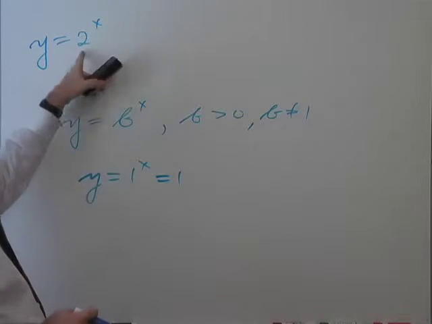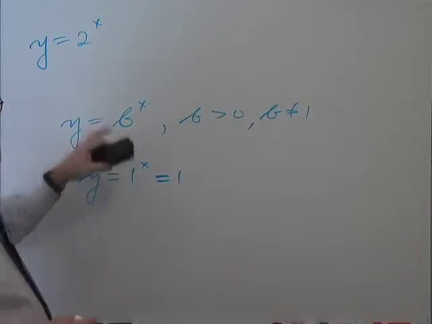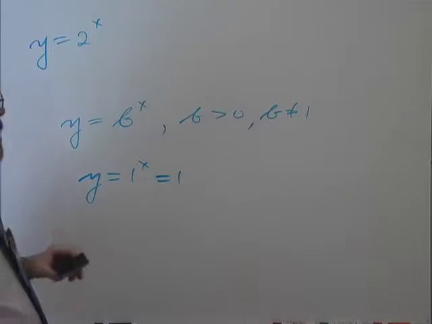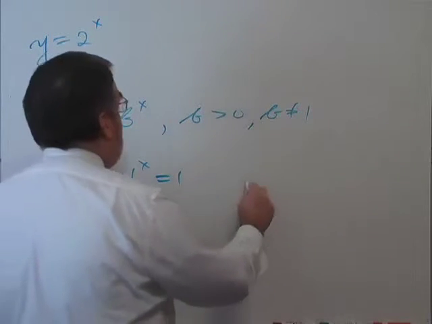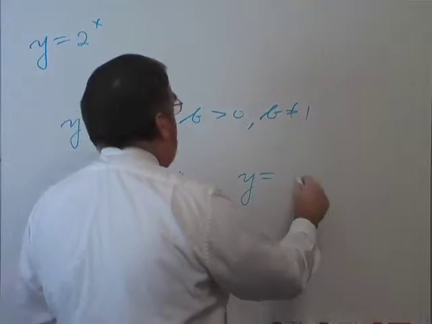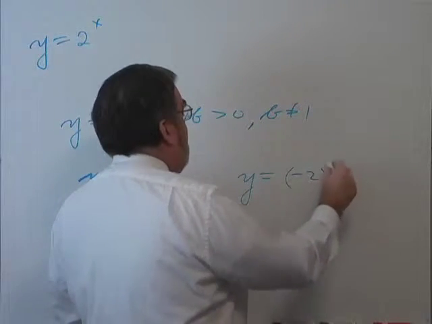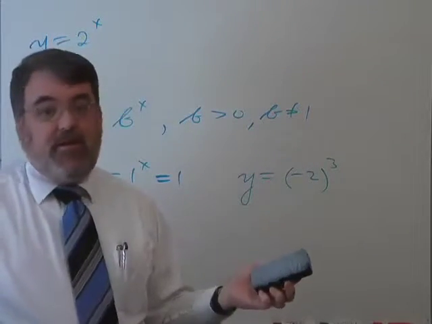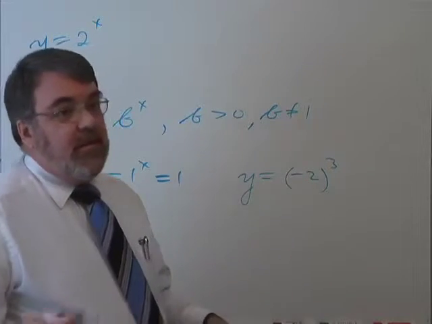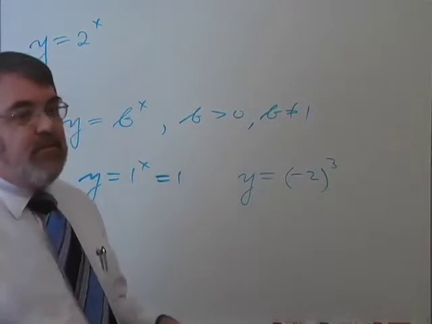So we keep the base positive because negatives would be a real problem. For example, what if you had y equals negative 2 to the third power? That's not a problem. That would be negative 8: negative 2 times negative 2 times negative 2.